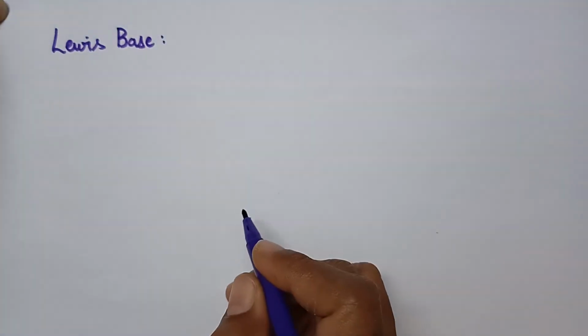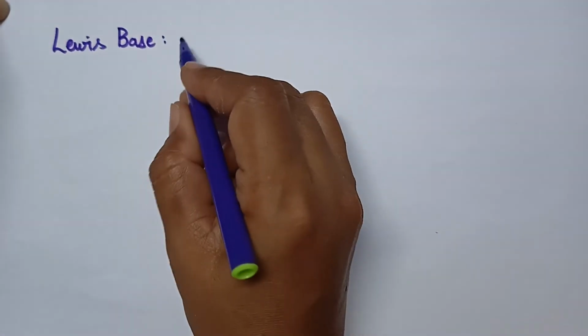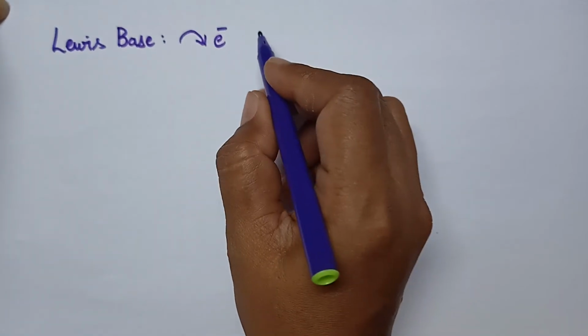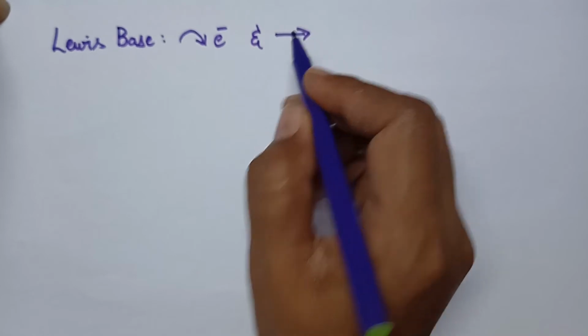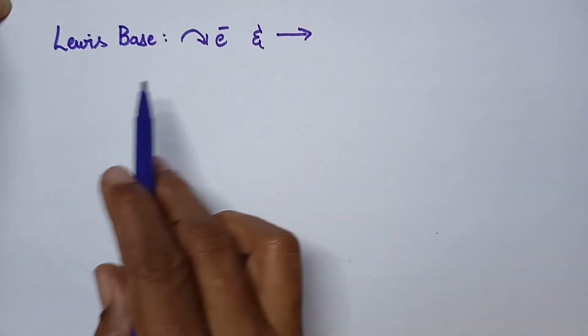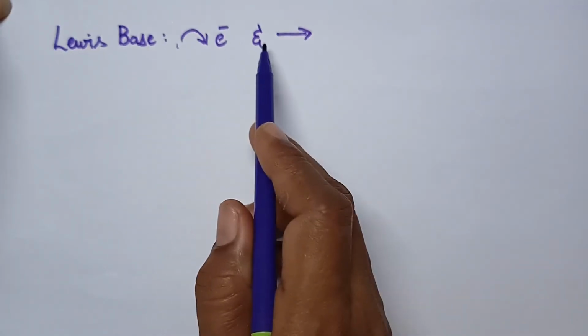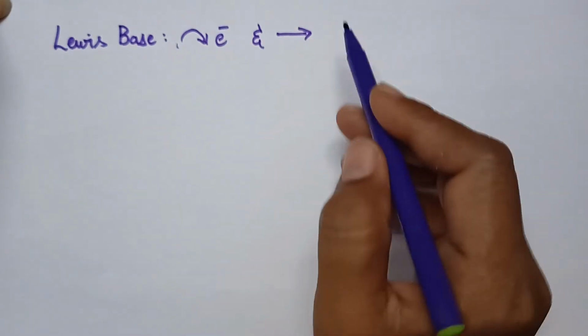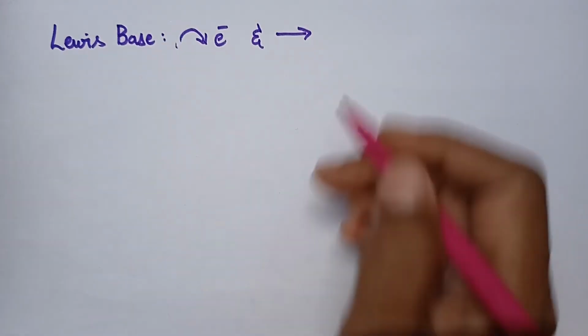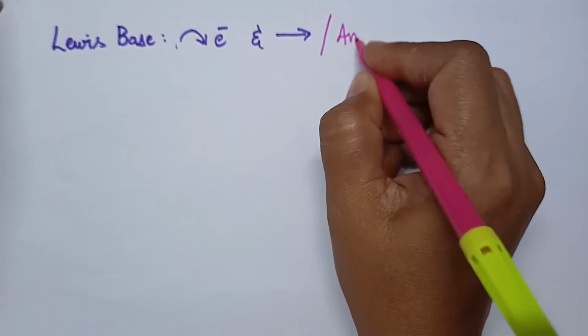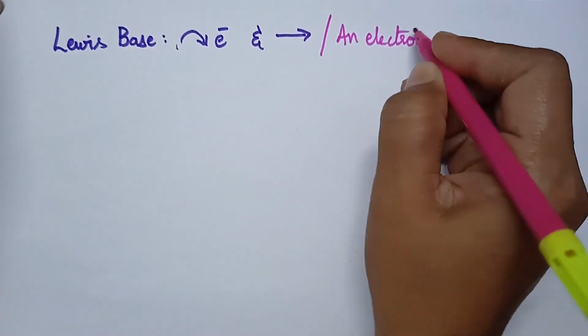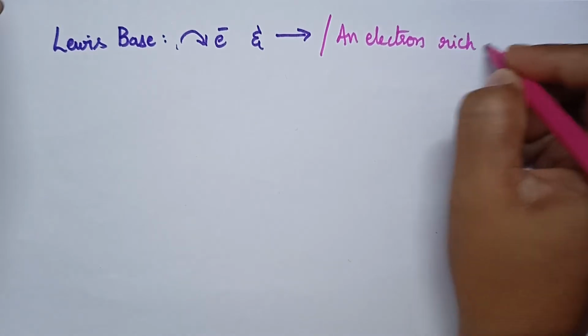So, what is meant by a Lewis base? A Lewis base means a substance which is capable of donating an electron pair and forming a coordination covalent bond. So simply, you can call a Lewis base an electron rich species. A Lewis base is an electron rich compound.